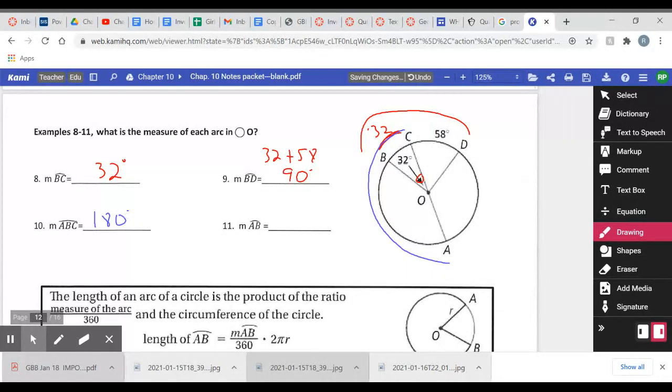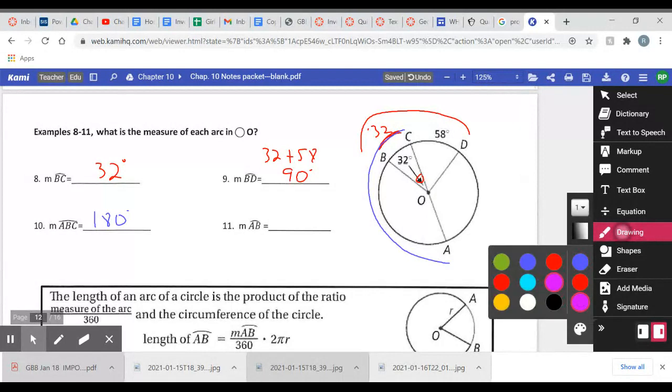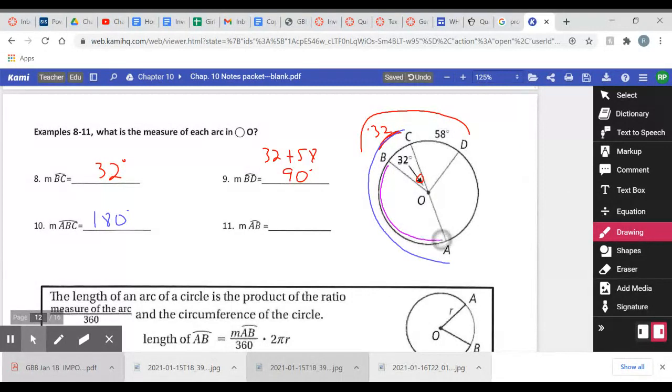And then the last one is AB. So I can see that AB goes from here to here. So half the circle is 180. This little arc is 32. So I can go 180 minus 32, and that gives us the 148.